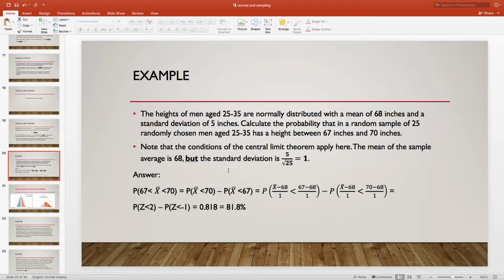So here's an example of the central limit theorem, and it's similar to what we did in our lecture on the normal distribution. The heights of men are normally distributed with a mean of 68 and a standard deviation of 5 inches. We'd like to calculate the probability that in a random sample of 25 randomly chosen men aged 25 to 35, the sample average has a height between 67 and 70 inches.